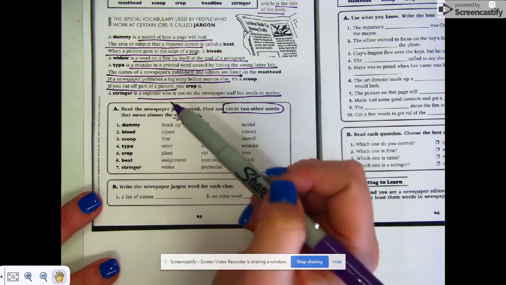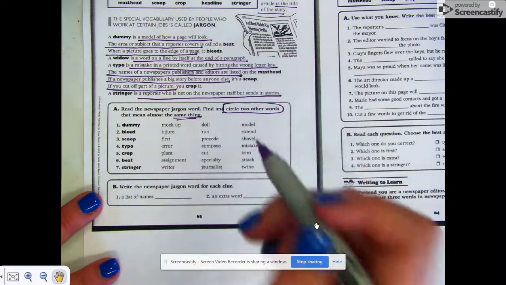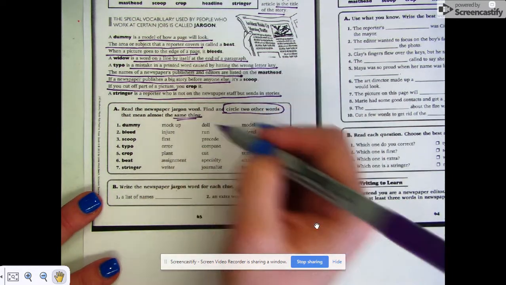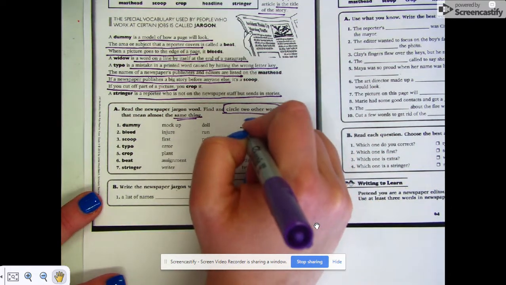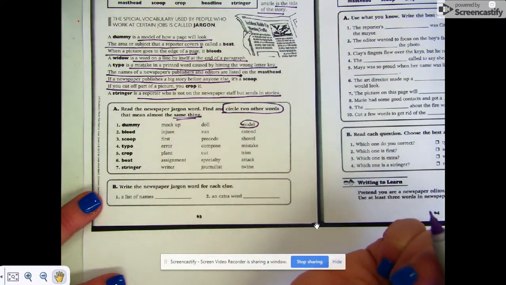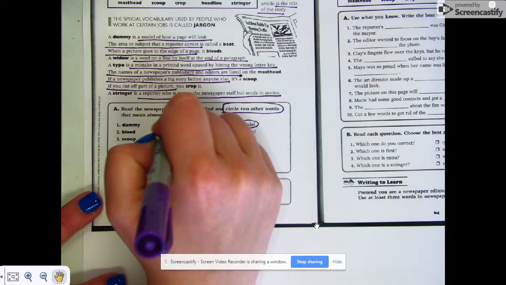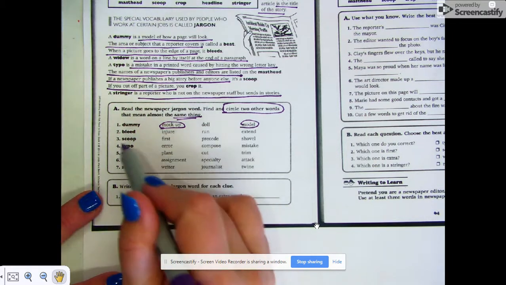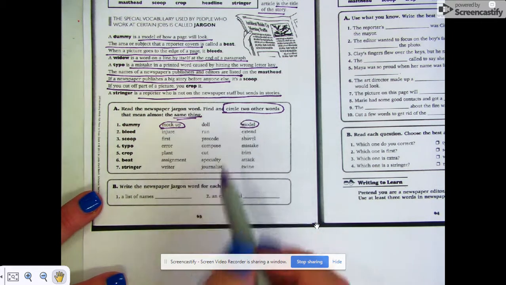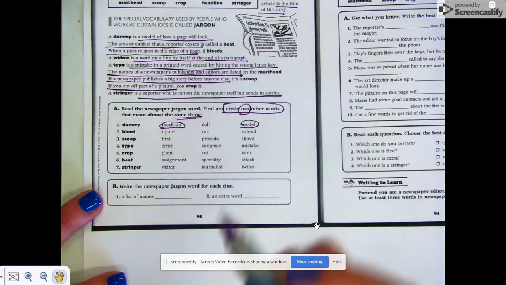Well, a dummy, when we're looking at how a page would look, we're not talking about a doll that sits on someone's lap when ventriloquists are trying to make them talk. It would be a model of how something is supposed to look, or even what we would call a mock-up or a rough draft. Okay, so we just did number 1 together. Make sure you go across the side. Please make sure that you circle 2.